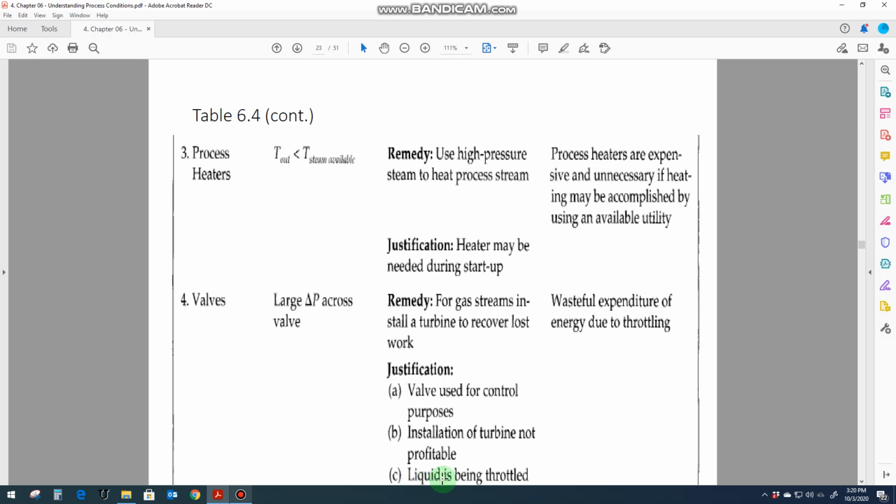Liquid is being throttled, so sometimes we need to have the cooling of the process streams, so we can have the throttling effect using the valves. Okay, so these are some of the reasons that we have seen in terms of valves. We can use the turbine to recover the delta P, using some turbine to get some electricity, or we can use these justifications if we just want to have a valve within the process.